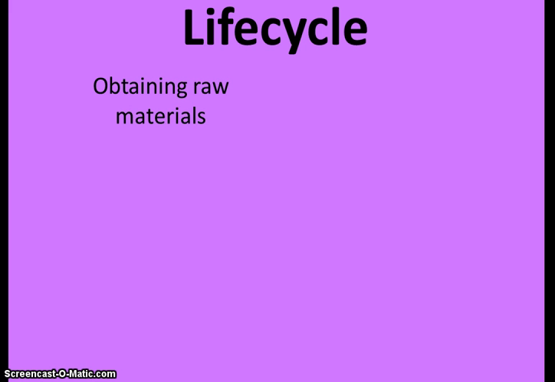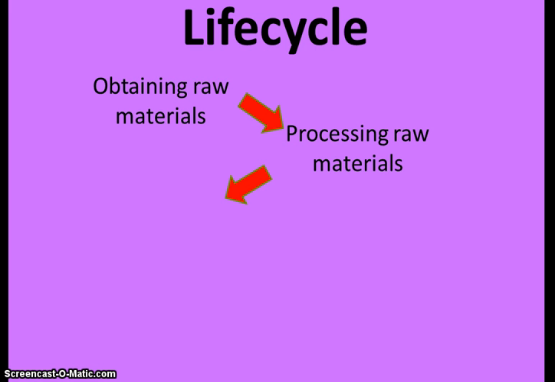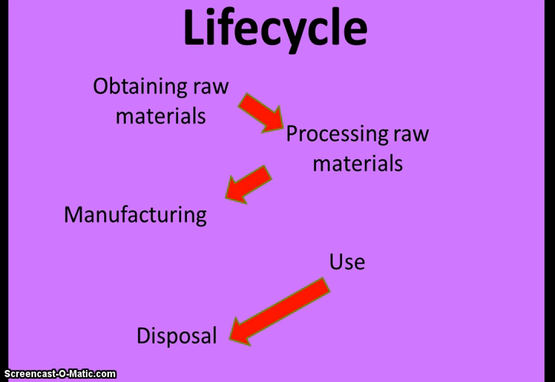The first stage is obtaining raw materials, so where we get the raw materials from. In the case of plastics, most of the time they come from oil. Next stage is processing raw materials, so turning them into plastic, really turning the oil into plastic. The next stage is manufacturing, so making things from the plastic. Then the next stage is using the plastic products, and finally disposal, throwing away or whatever we do with it once we've finished.